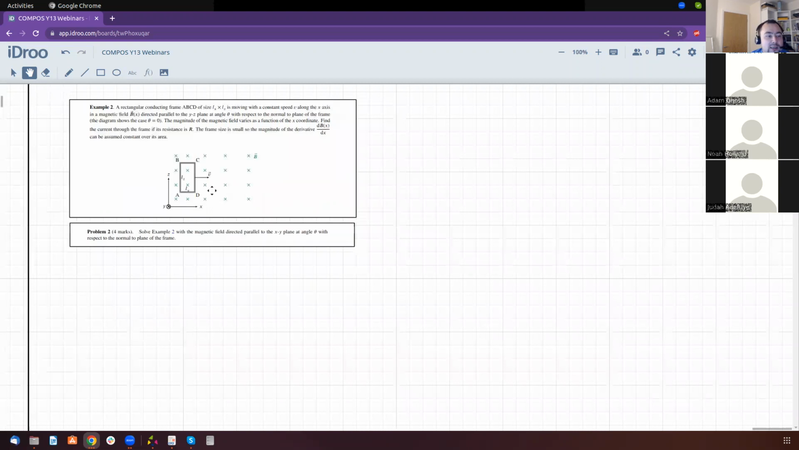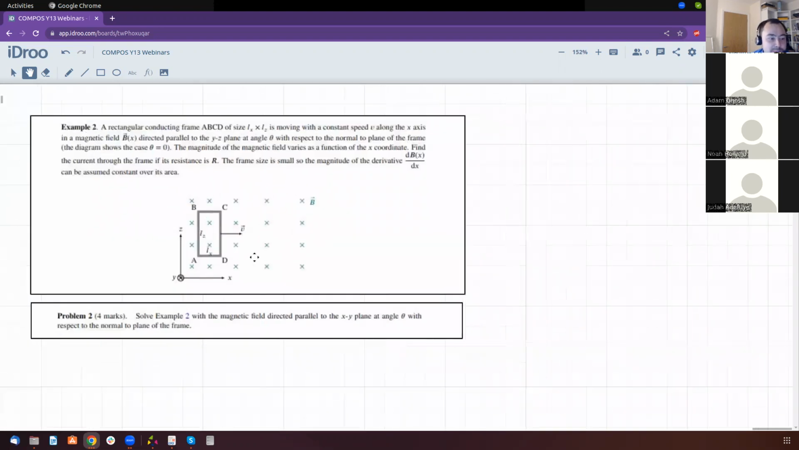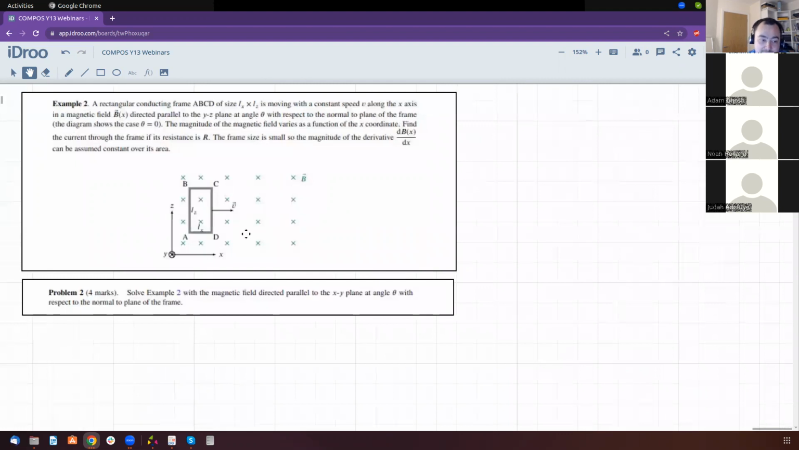Okay. So we have example 2 and problem 2, which are pretty much the same thing. I mean, the answer is the same. So let's have a look. The questions are a bit weird because of all the planes and directions that you have to consider. So you have to think a lot in 3D. So a lot of 3D thinking here.